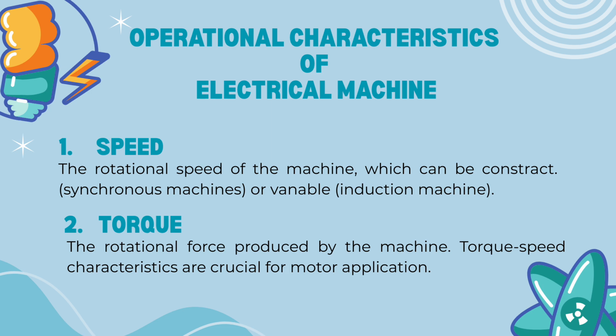And second is torque, the rotational force produced by the machine. Torque-speed characteristics are crucial for motor applications. So torque is the rotational force that the machine produces to make its shaft turn. The relationship between torque and speed, called torque-speed characteristics, is important because it shows how a motor performs under different loads and helps determine its suitability for specific applications.